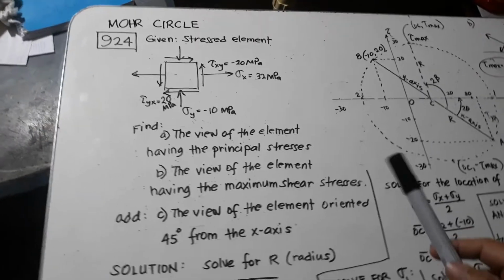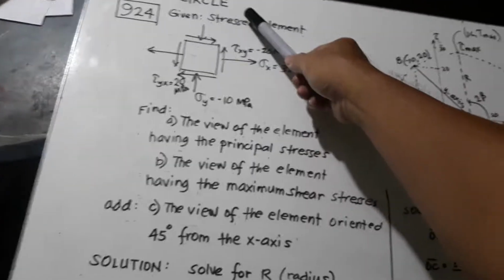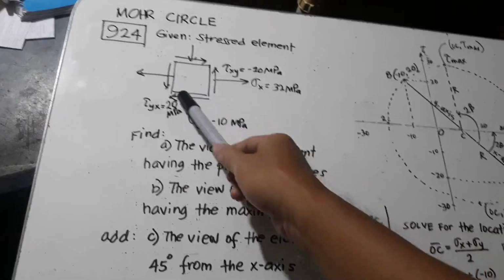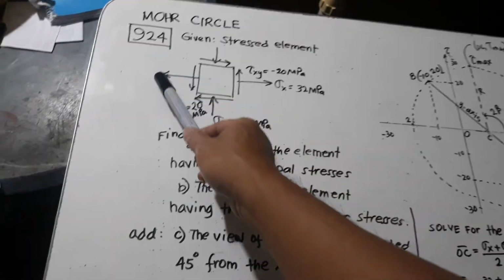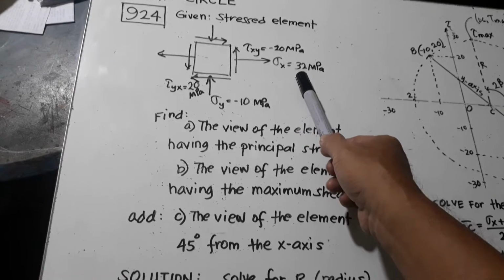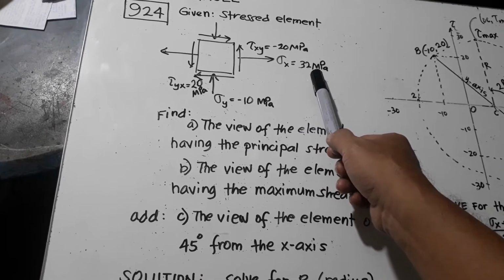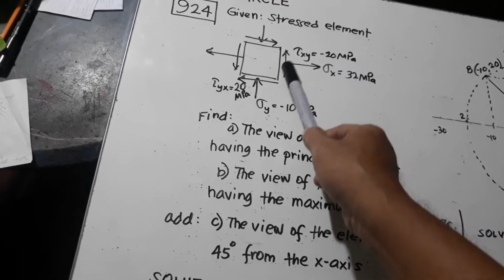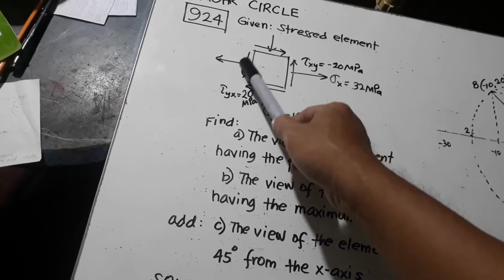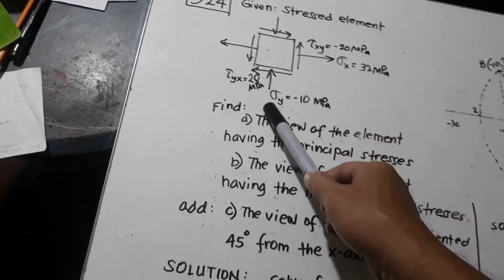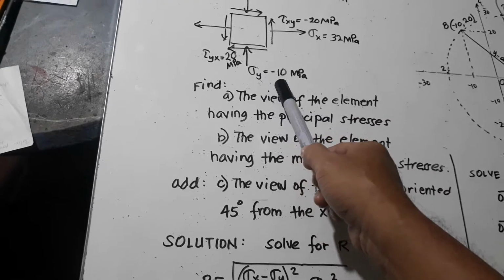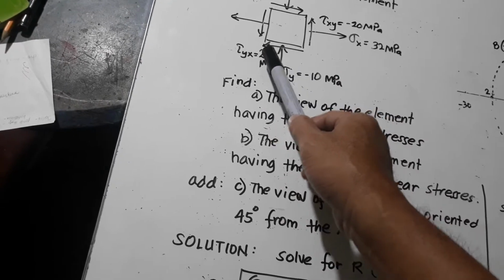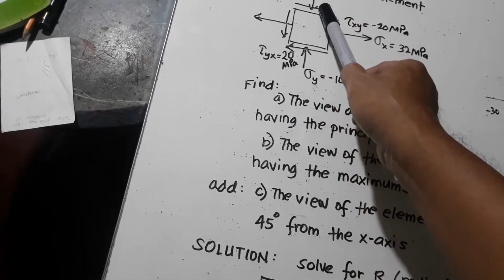In this video, we are going to solve a problem using the Mohr circle. For this problem, we are given an element with given stresses. On the x-axis, sigma x is 32 megapascals tension, and tau xy is negative 20 megapascals, in a counterclockwise direction. On the y-axis, sigma y is negative 10 megapascals compression, and tau yx is 20 megapascals in a clockwise direction.